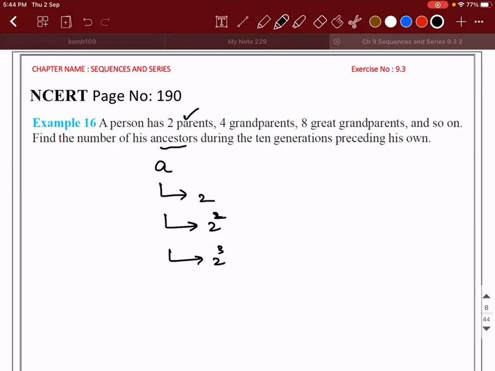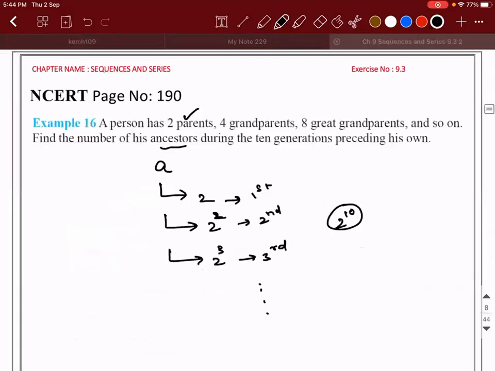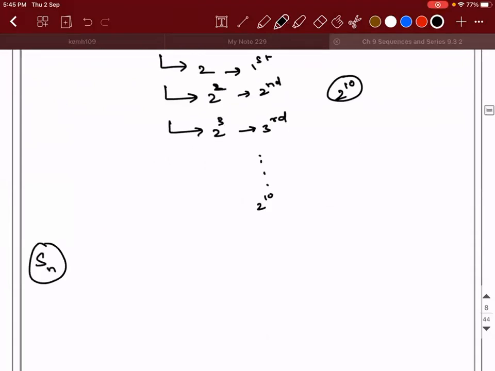So what is the answer? First, second, third, it keeps on going. It will be 2 power 10. Find the number of his ancestors during the 10th generation. Oh, 10 generations preceding his own. So how to do this, guys? So they're asking what is the total number of ancestors that he has.